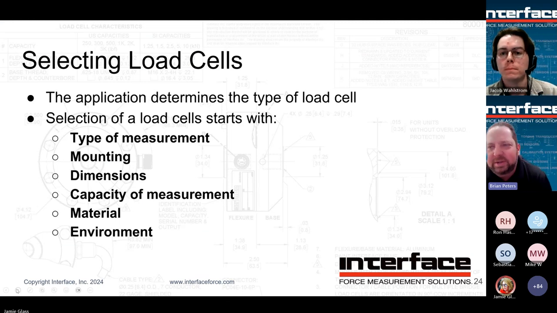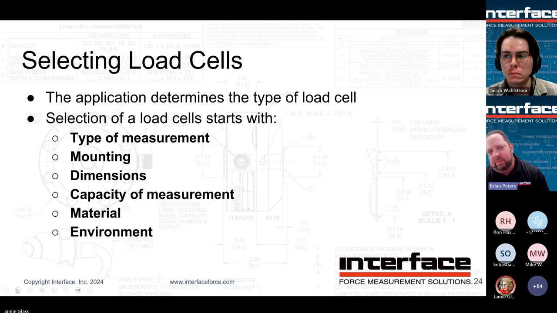Before we dive into specifications, I think we just want to touch briefly on the selection process. How do you identify what's the right load cell? It's going to come down to a few things, driven primarily by the application details, right? So it starts with what type of measurement you're looking for, what type of force value you are looking to get, mounting considerations, dimensional constraints, obviously the capacity, as well as potential side loads. But then, do you need different material and or environmental considerations?